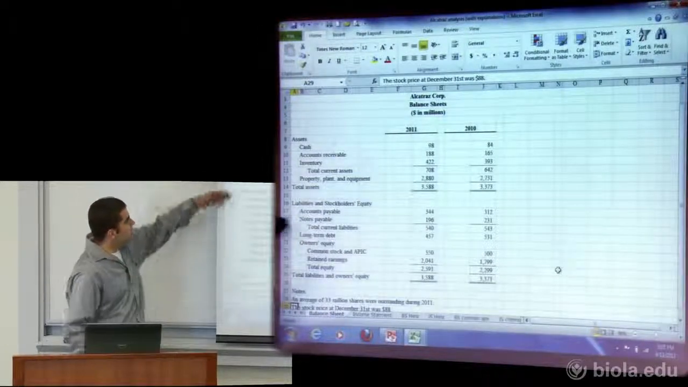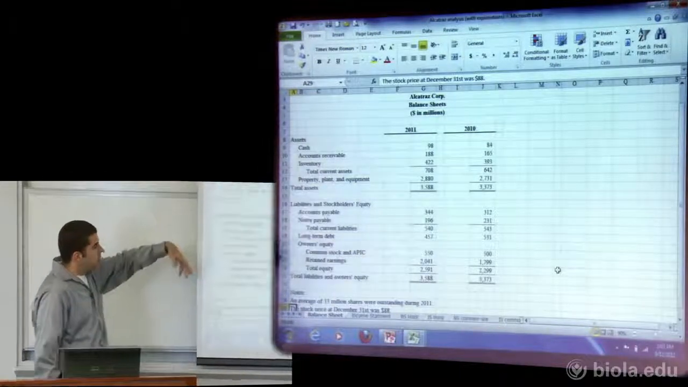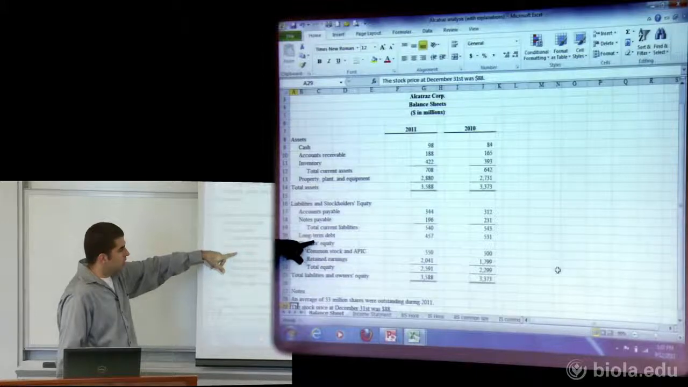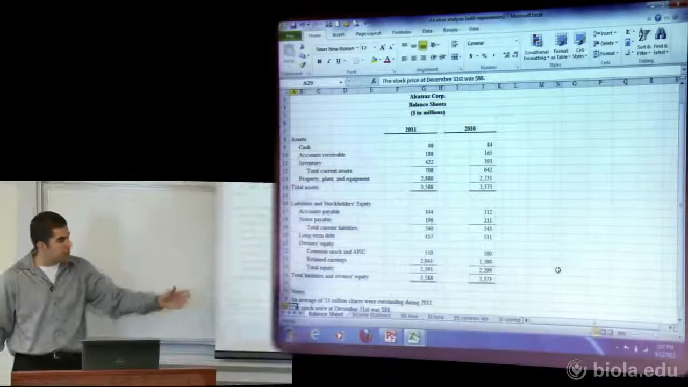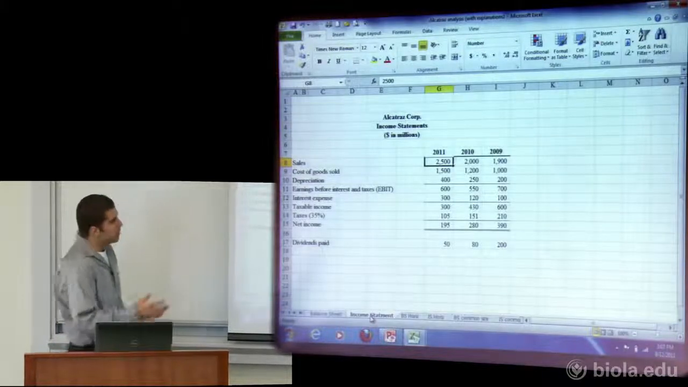Just as a quick review, you got your current assets and your non-current assets, your long-term assets right there. You got your current liabilities, and here's your long-term debt, and then your equity items right here. So we got year over year for 2 years. And then we have an income statement as well for 3 years.